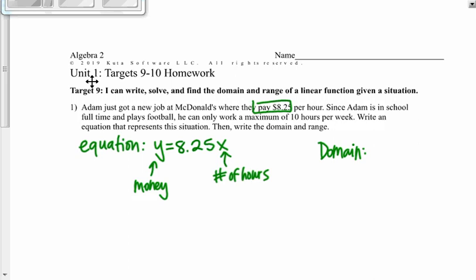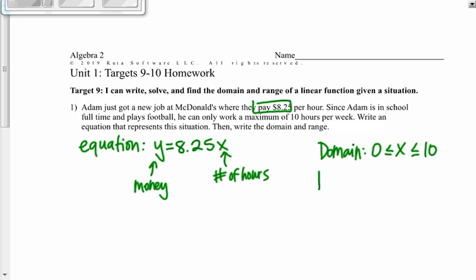So the minimum I'm going to write as 0, but I'm going to say equal to. Because it doesn't say that he does have to work every week, does it? No, it doesn't say that he has to work every week. So we're going to have the minimum be 0. The maximum is going to be 10 because it tells us the maximum number of hours is 10.